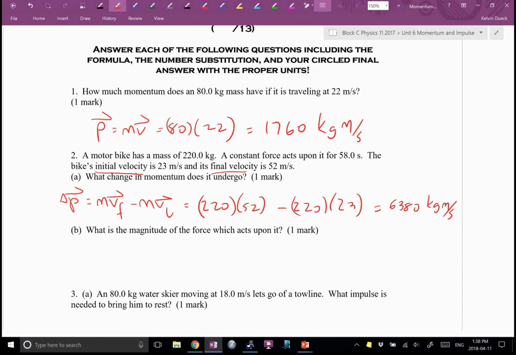Emma, what does B want me to find? Force. What did I find in part A? I got to be fussy, not the momentum. The change in impulse. Hey, I do have an equation for impulse that has force in it because I have my green sheet out in front of me, right? I think it's this one. Impulse is also force times time. So it seems to me, Emma, I can go like that.